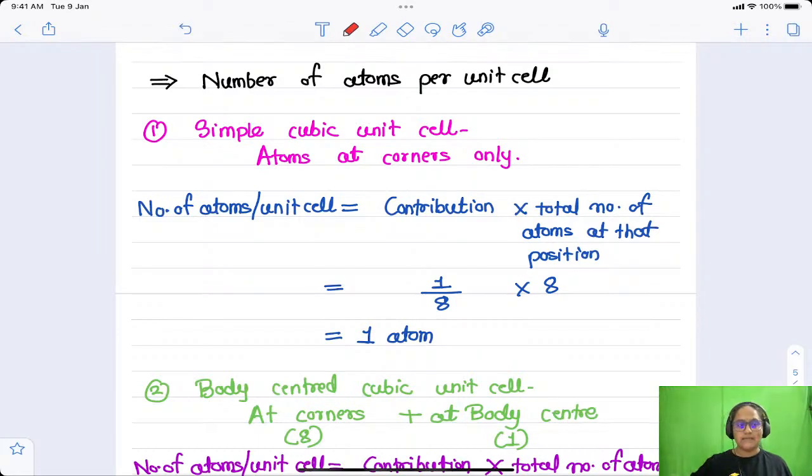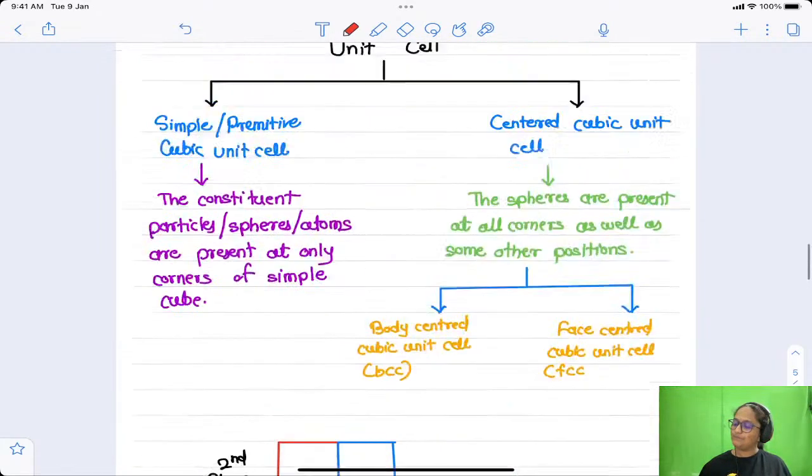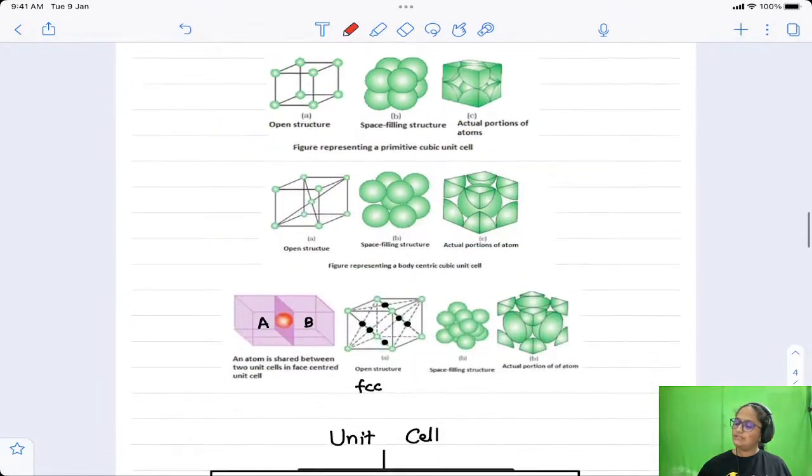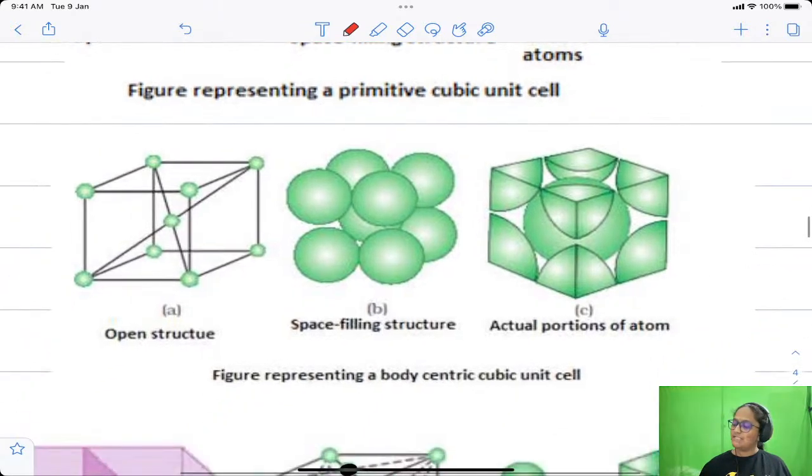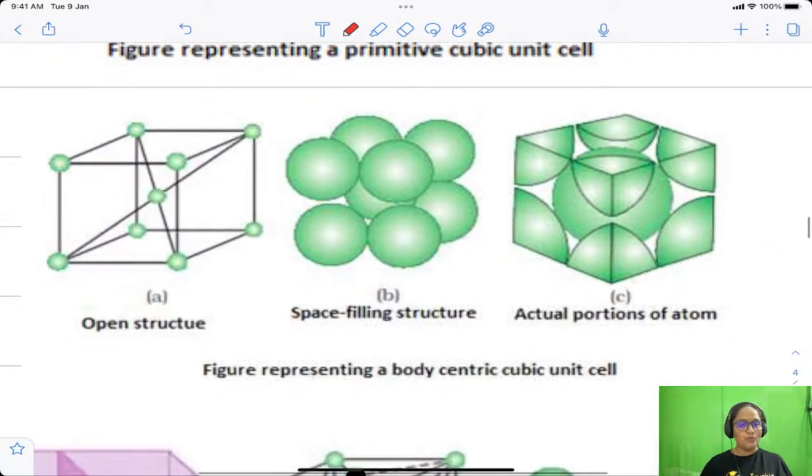Okay, yes, just a minute, Abhishek, I'll show you the image first of all. So this is the BCC, body centered cubic unit cell. I hope the image is visible to you. In this case there are 3 diagrams: open structure, space filling, and the actual portion of the atoms. What is the meaning of it? I'll tell you first of all. I'll tell you a simple analogy to understand BCC.